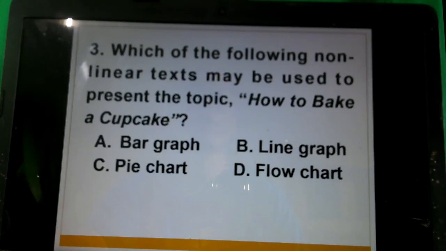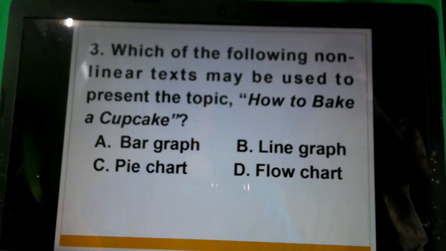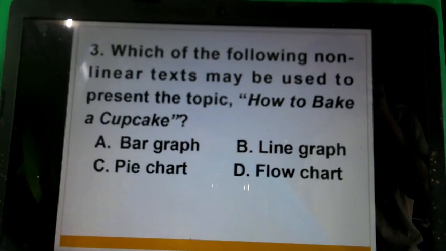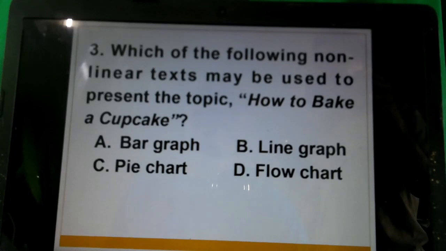Number 3. Which of the following non-linear texts may be used to present the topic, how to bake a cupcake? A. Bar graph. B. Line graph. C. Pie chart. D. Flow chart.